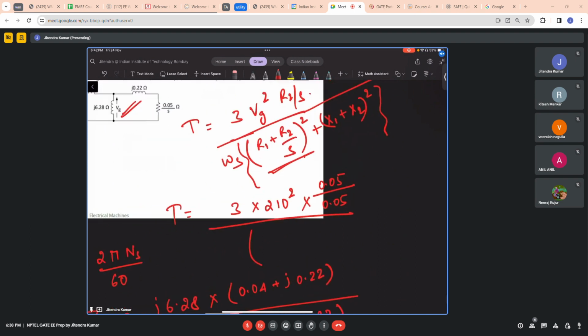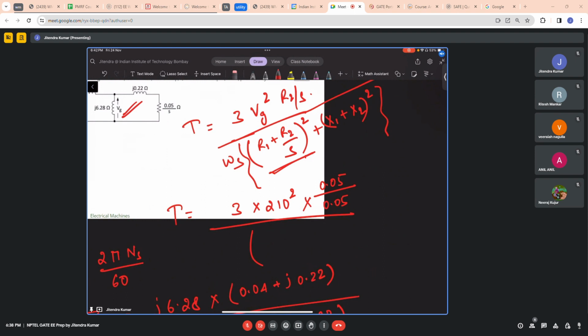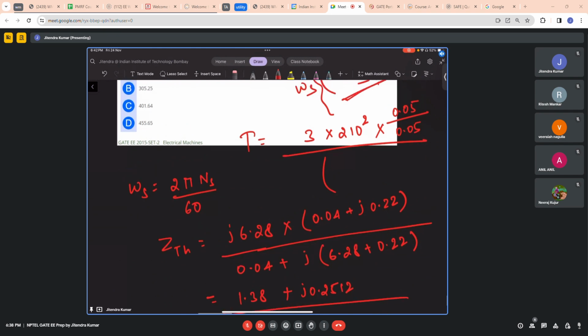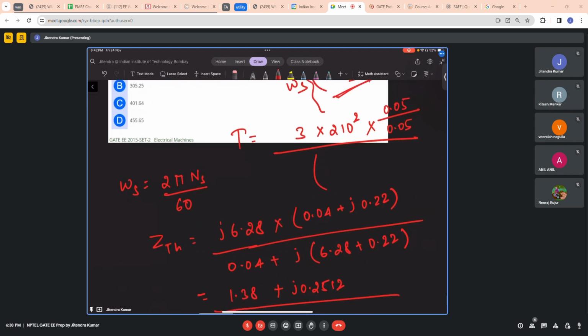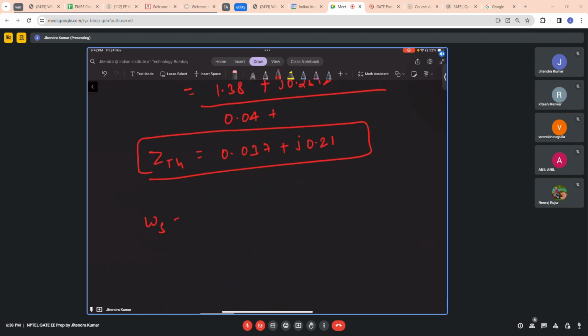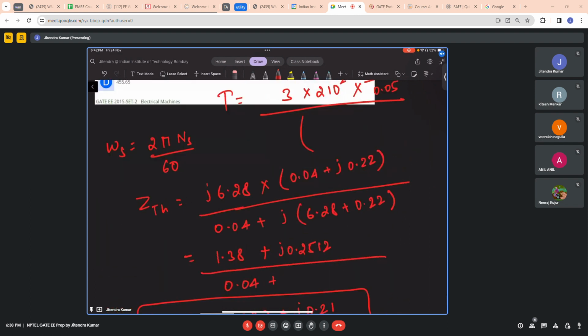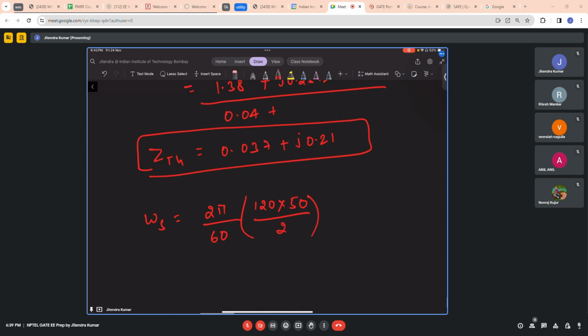at the place of R1, you have to use this RTH, and at the place of X1, you have to use XTH. Okay. And omega S will be 2 pi NS by 60, and NS is 120 f by P. So let me calculate omega S. Omega S is 2 pi into 50 into 120, frequency is 50 divided by 2 pole, right? 2 pole, yeah. Okay, so 60 60 60, so it is 100 pi radian per second.